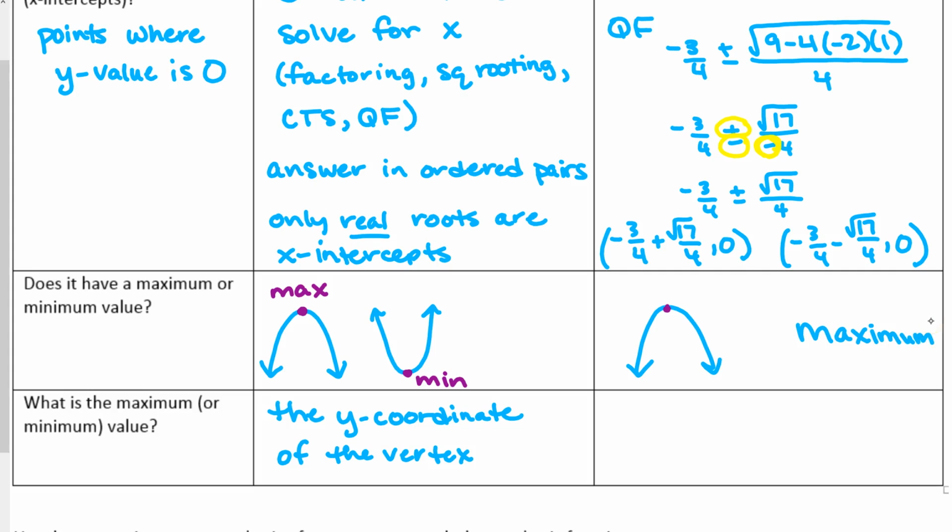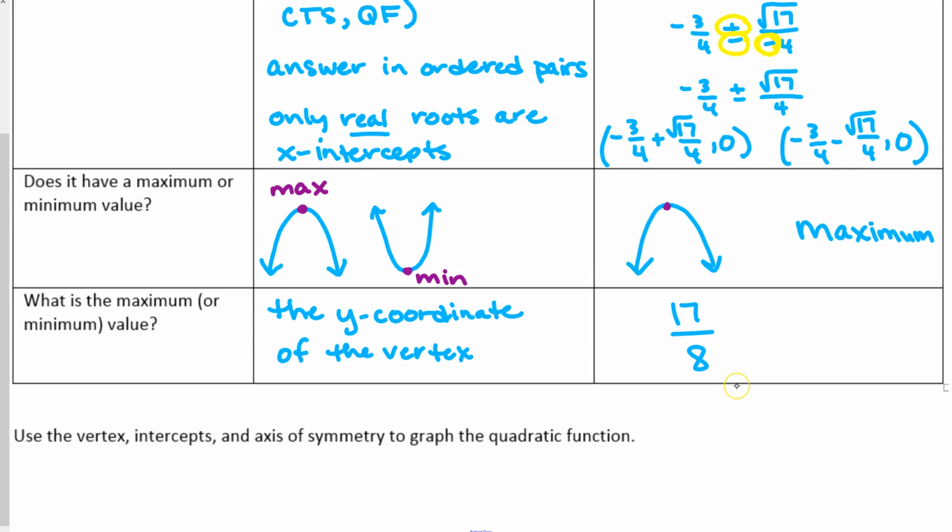What is the maximum for our example? Well, what was the y-coordinate of the vertex? It was 17/8. So what we're saying is that's the highest value, the highest y value that graph will reach. If you were to graph it, the highest point is 17/8. That helps you find the range, because the range would be from negative infinity to 17/8. And the last thing I want to do with this problem is to use all that information to draw the graph. So we're going to sketch the graph of the function.